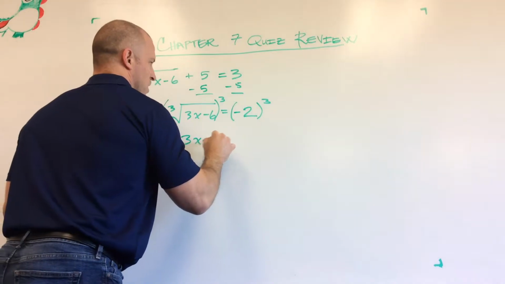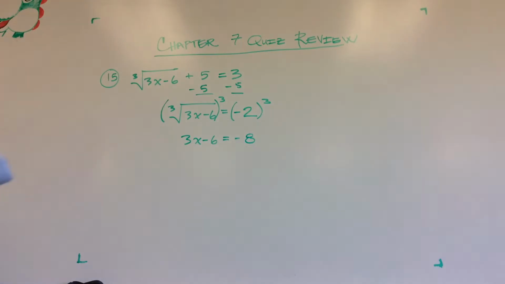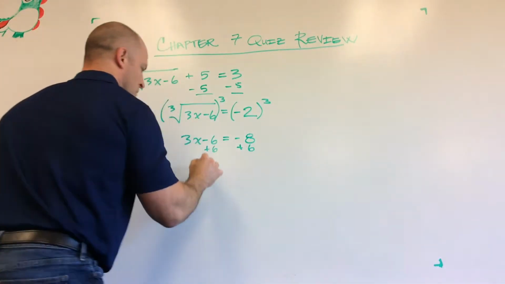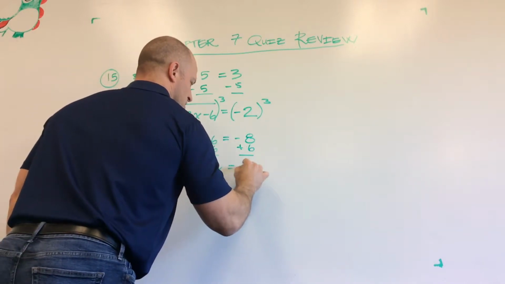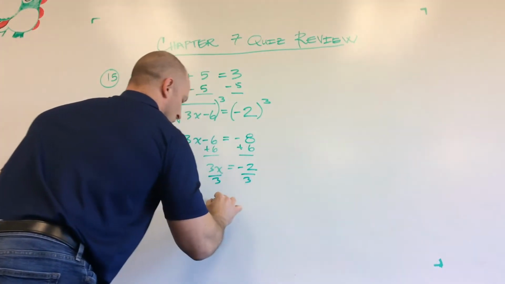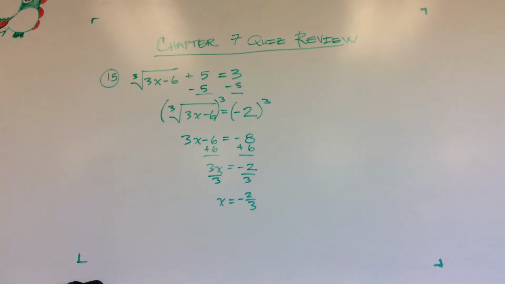Leaving us 3x minus 6 equals -8. Again, we can solve for x normally at this point. 3x equals -2. Divide both sides by 3, and we're going to get x equals -2/3. We'll now take that answer and again perform our normal check to make sure we do not have an extraneous solution.